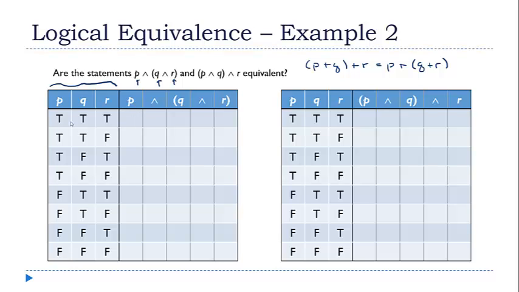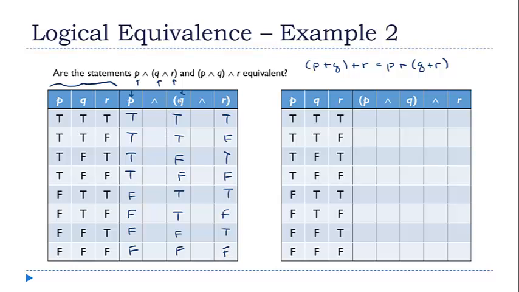I'm going to copy the P values into this P column. You'll see this gets a little tedious because there's a fair amount of writing that you need to do even just to get started. Now I'll copy the Q values. True, true, false, false, true, true, false, and false. And then I'll copy the R values, and these just alternate true and false.